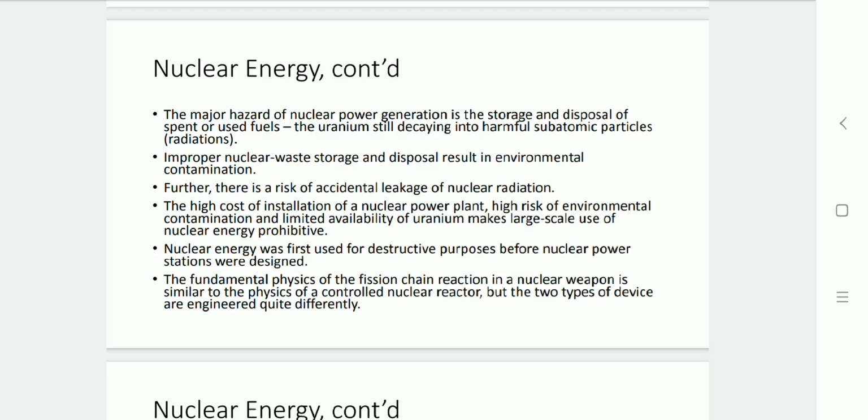It also has a very high installation cost for a nuclear power plant. There is a high risk of environmental contamination and limited availability of uranium. This makes large scale use of nuclear energy prohibitive. We are not at a large scale. Obviously, it gives a very large amount of energy, but we cannot utilize it everywhere due to these three reasons. First, the high cost of installation. Second, the high risk of environmental contamination, and third, the limited availability.